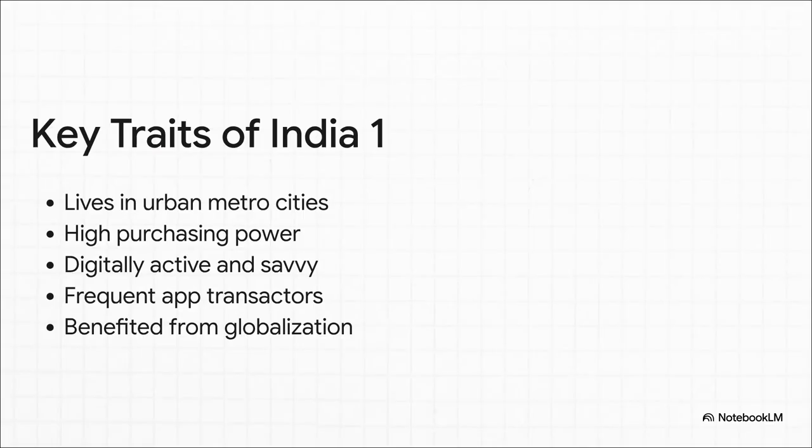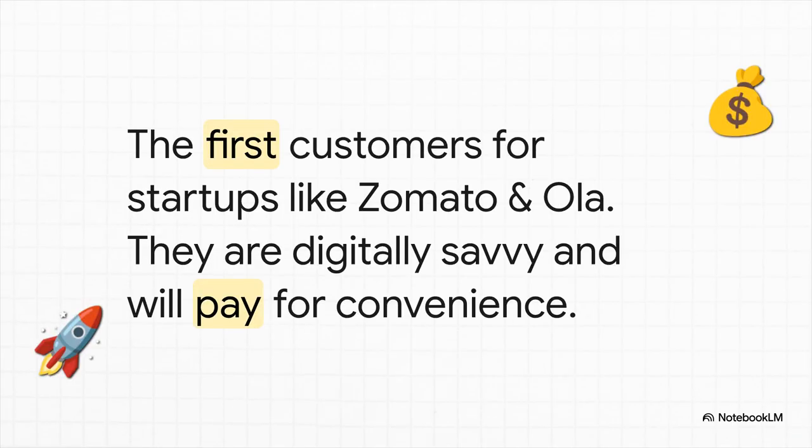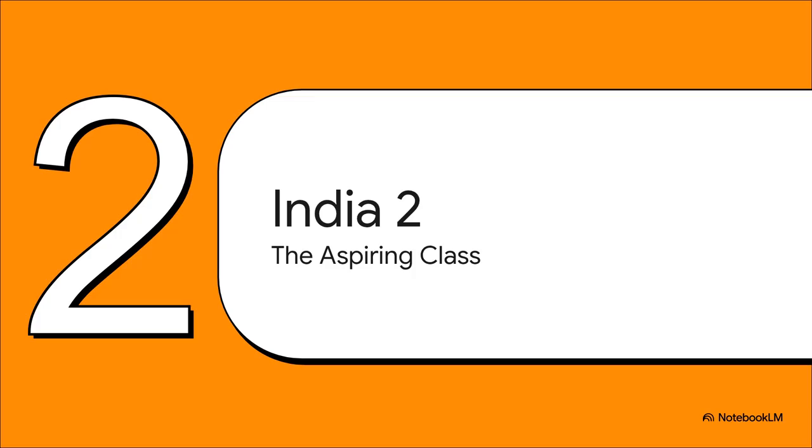So what does an India 1 person look like? Well, they're usually in the big metro cities. They've got money to spend. They're totally comfortable in the digital world, using apps, paying online. It's all just second nature. These are the folks who've really ridden the wave of globalization and India's economic boom over the past couple of decades. And if you want to know what that really means for business, think about startups like Zomato for food delivery or Ola for rides. India 1, they were their first customers, the ones who are willing to pay for convenience, the early adopters. They're the core.